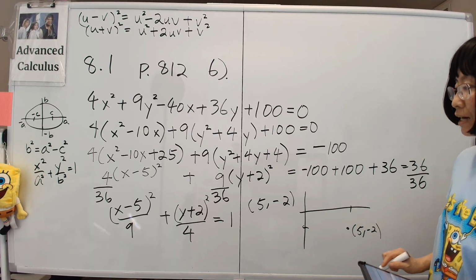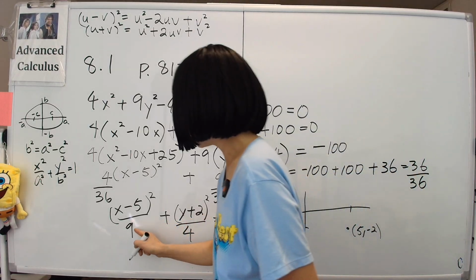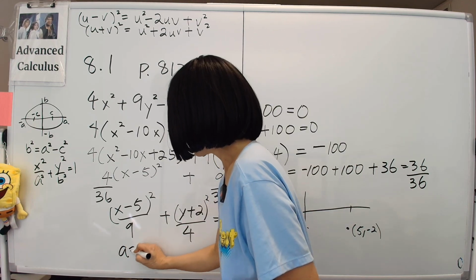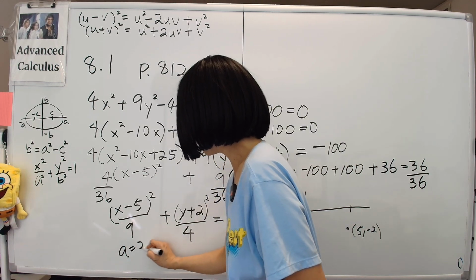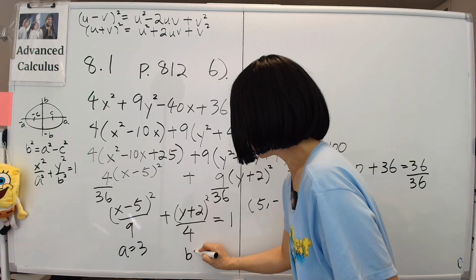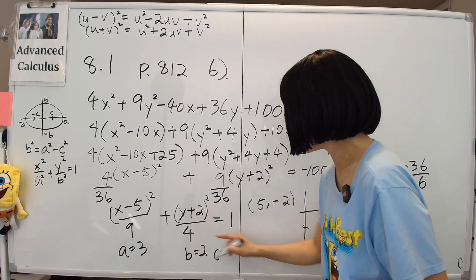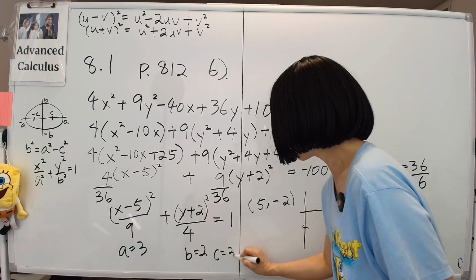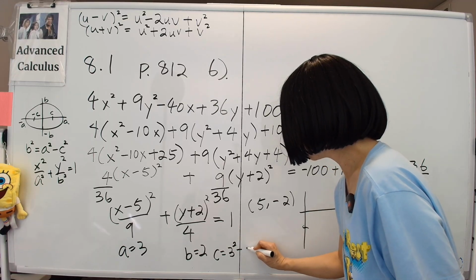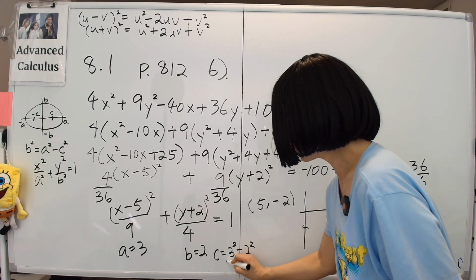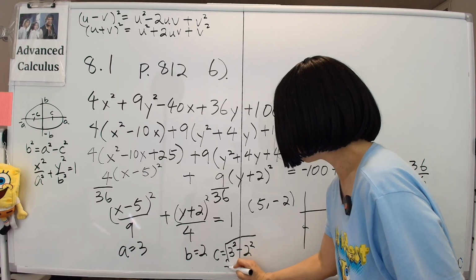Then the next thing is a is equal to the square root of this thing. Being that this is a squared, a equals 3 and b equals 2. And then c will be equal to the square root of 3 squared minus 2 squared. That is equal to the square root of 5.